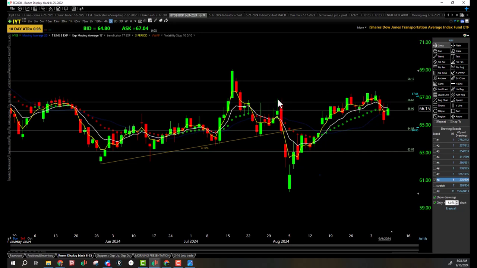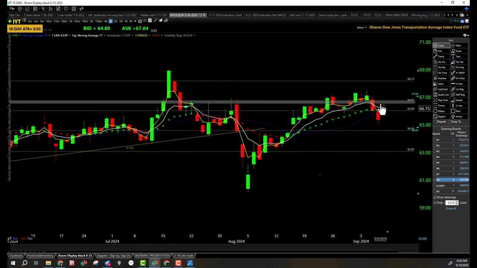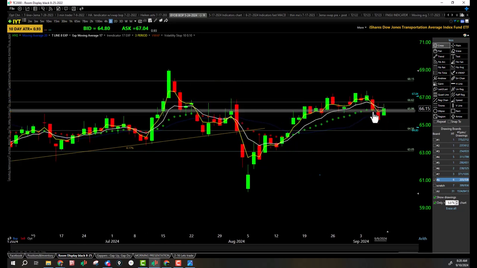IYT. Transports took out this high right here, put them in an uptrend. Price action moving up over to the right, kind of holding that higher ground. I like that. Price action for yesterday, little lower high, lower low, closing underneath, bearish trap underneath the 17 EMA. Transports still in an uptrend right there. Okay, let's take a look at our economics package.